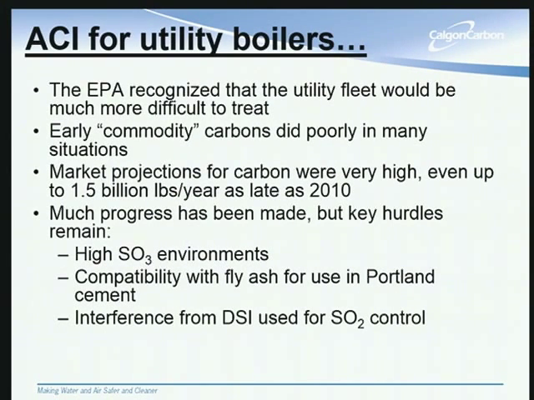Injection rates in general have been brought way down, especially with PRB-fired units. I could show you plenty of examples of that. But again, what I really want to focus on today is what has traditionally been the hardest hurdles to overcome when it comes to using activated carbon for mercury control. Again, high SO3 environments, preservation of ash, and interference with DSI. Okay.